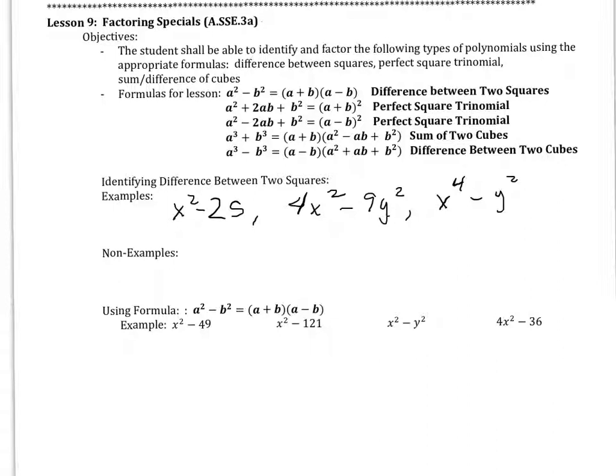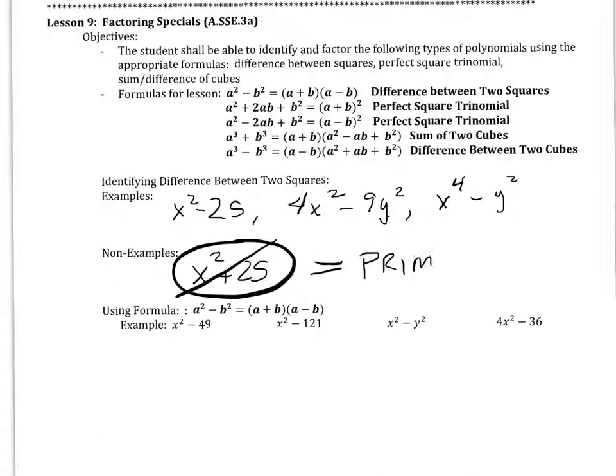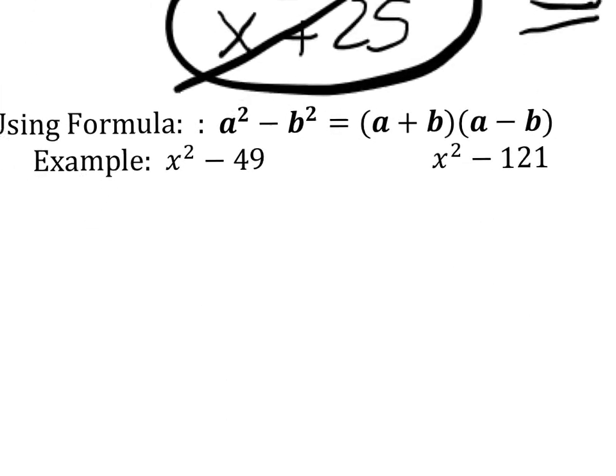Now, the other thing you're looking for is the minus sign between them. If you don't have that minus sign, say you have x squared plus 25, that is not difference between two squares. That's actually prime. It's not factorable. So if there's a plus sign, it is not factorable. So let's practice using this formula for a little bit.